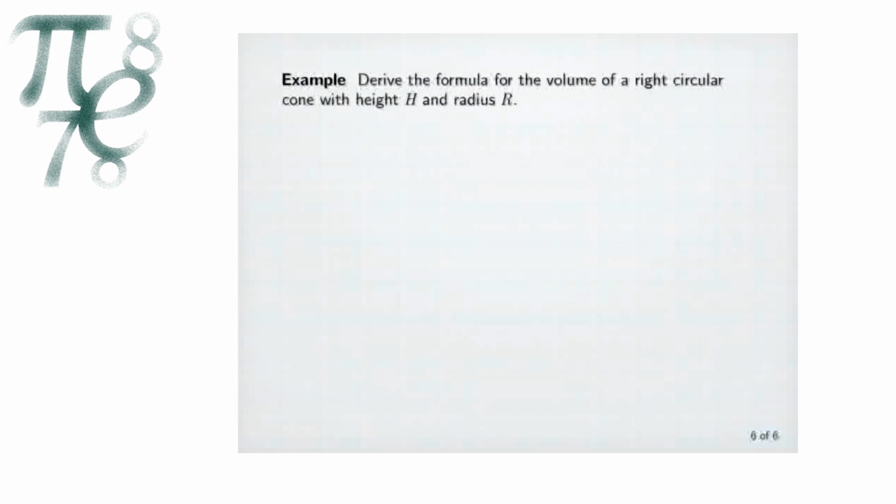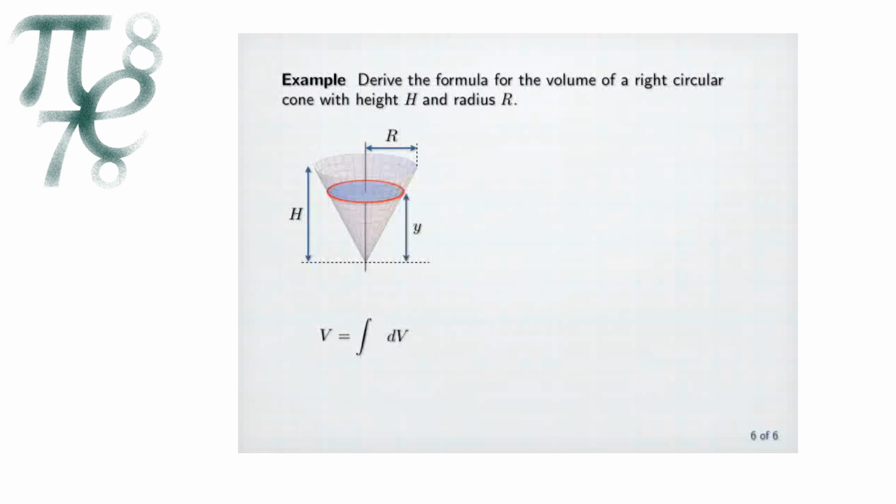Now let's look at one last example. Derive the formula for the volume of a right circular cone with height capital H and radius capital R. Note that cross-sections perpendicular to the central vertical axis are circular. Let y denote the distance from the vertex. The volume will be the integral of the volume differential dV from y equals 0 to y equals capital H.